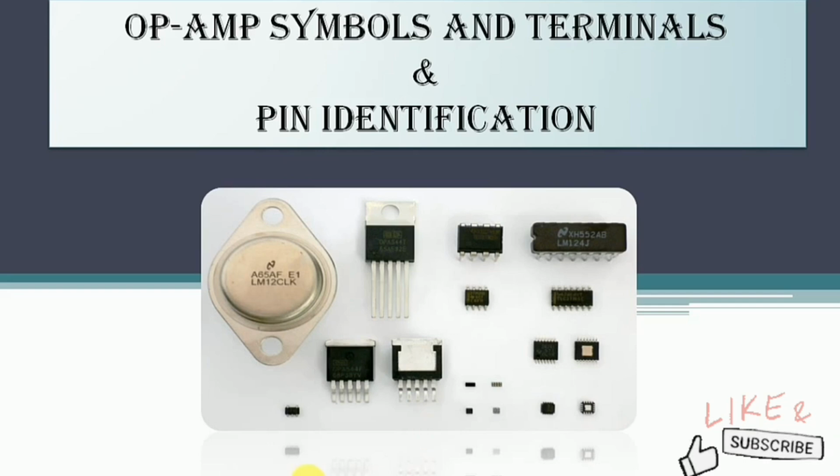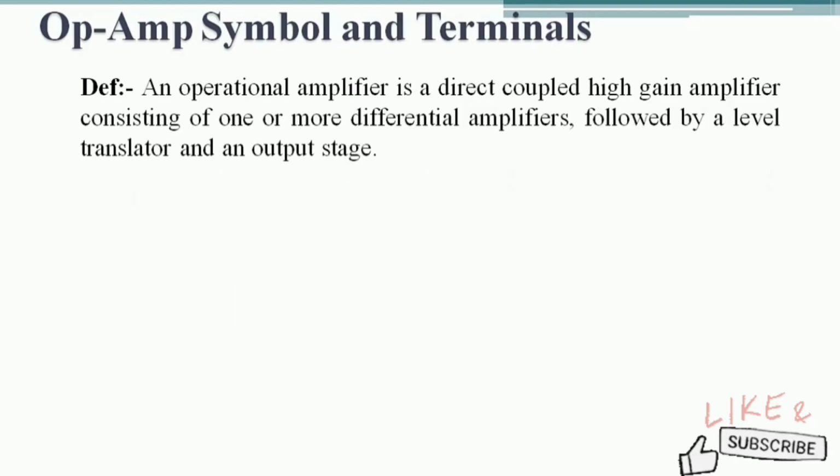Now, first we are going to see what the operational amplifier definition is, what its symbol is, and what the terminals are. This operational amplifier is nothing but a directly coupled high gain amplifier which consists of one or more differential amplifiers that are cascaded, followed by a level shifter or level translator, thereafter an output stage. Simply, it is a high gain amplifier which consists of multiple differential amplifiers that are cascaded and followed by a level translator and an output stage.